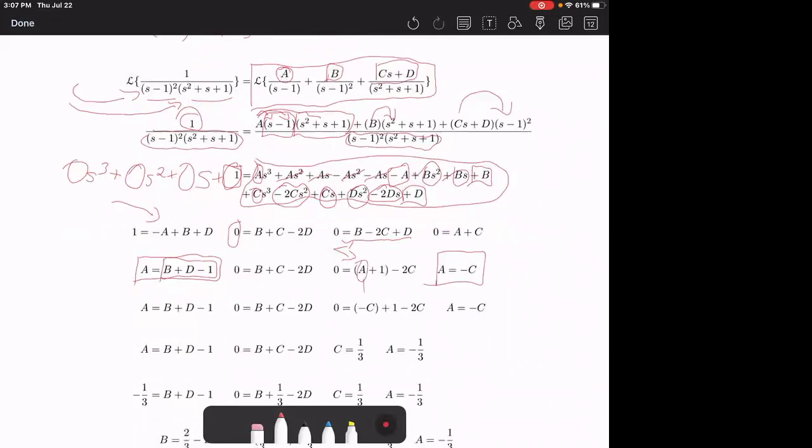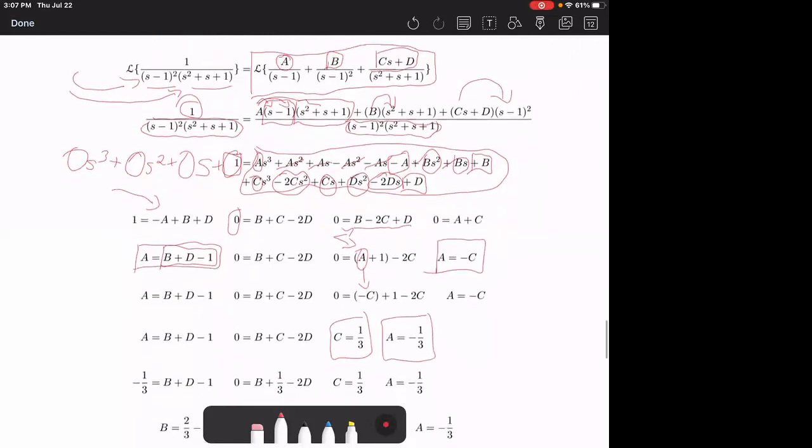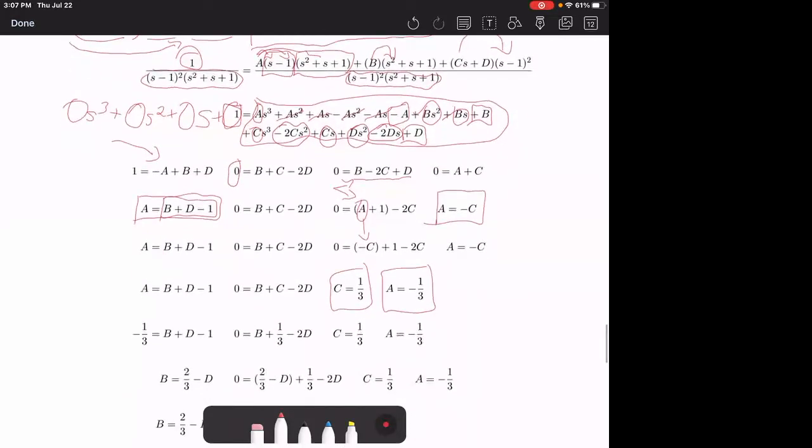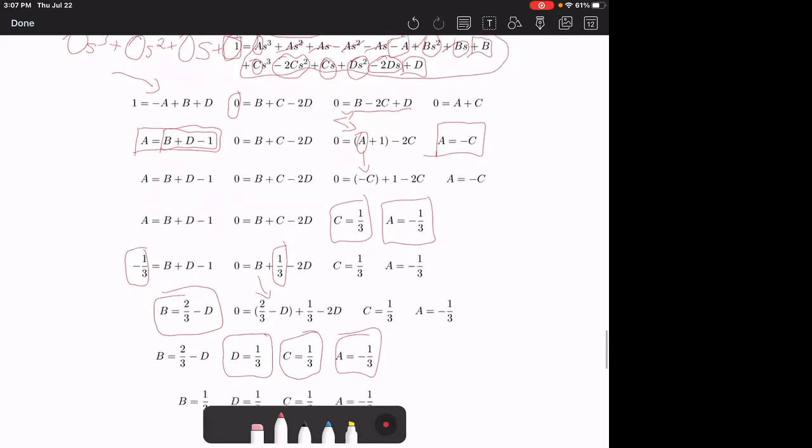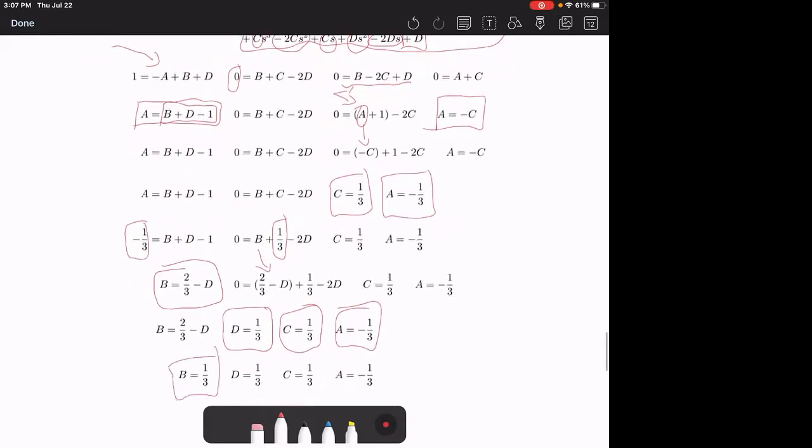Then plug in that a is equal to negative c, and we solve this for c, which also allows us to solve this one for a, because it's just the negative of c. Then we plug in our a and c values everywhere that we can. And we get that b is equal to 2/3 minus d. So we can plug that in for b here. And then finally reach that our solutions are negative 1/3, positive 1/3, positive 1/3, and positive 1/3.